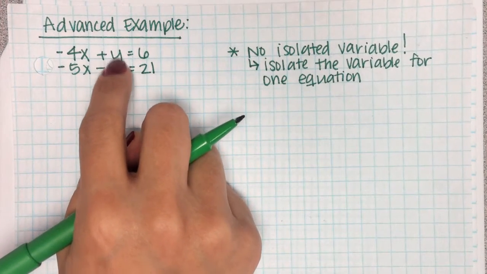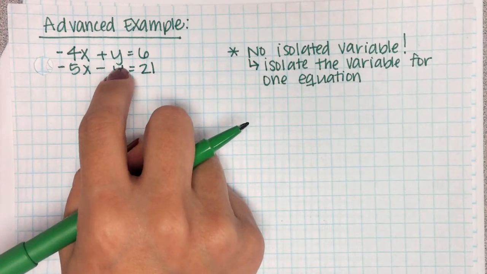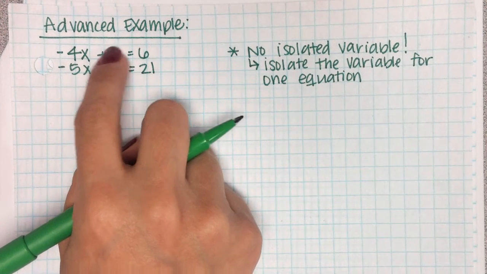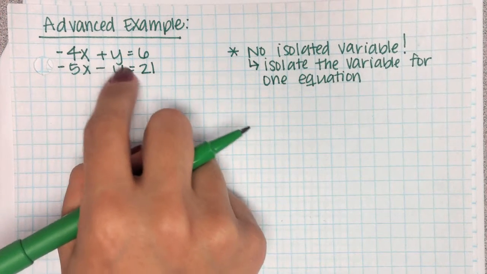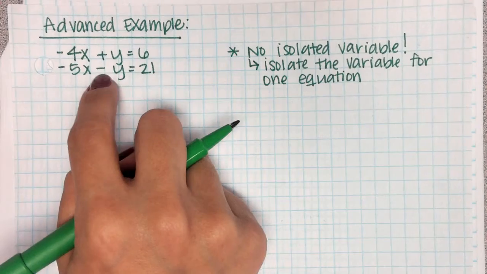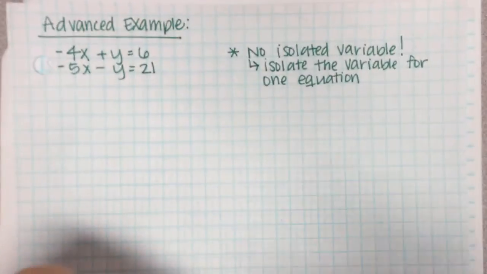because I could choose y on either of them, because the y is pretty much by itself. However, the top one, it's positive, which is exactly what I want the y to be at the very end. This one I would have had to do an extra step getting rid of the negative in order to get that one isolated.